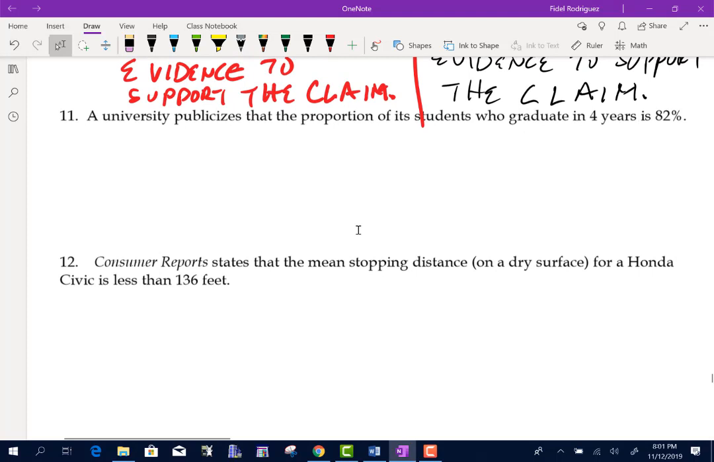Look, it's going to take a little bit of time, guys. That's why this section breaks it down into small pieces, to make sure we understand what's going on. So let's take a look here. It says the university publicizes that the proportion of students who graduate in 4 years is 82. Okay, so we've done parts of this before. Y'all agree that p is equal to 0.82? Is that our claim? That's our claim. So guys, what is the opposite of saying something is equal to 0.82? Not equal to 0.82.